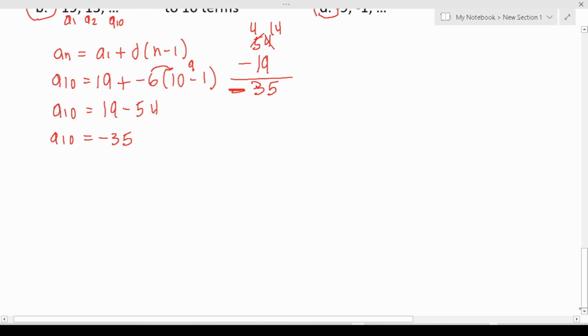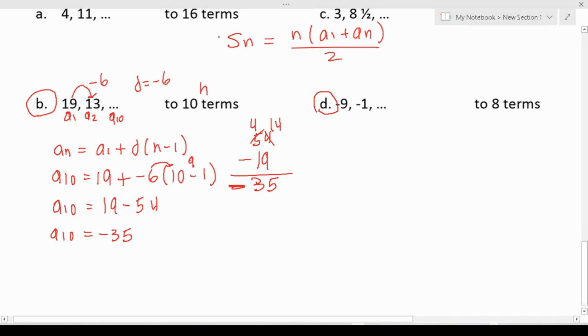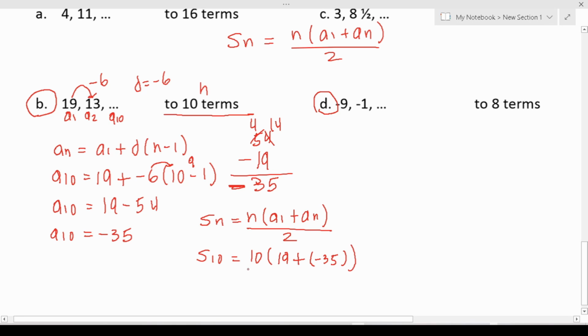All right, so with that done, we can go ahead and apply this formula now. Again, that's going to be S_n equals n times (a_1 plus a_n) all over 2. Again, in this case, we want to find S, the summation of the first 10 terms in this series. So that's going to be S_10 equals n. Again, that's 10. a_1 is 19. It's the first term in the series or sequence. Plus a_n, that's the final term in this series or sequence, and we found that to be negative 35. All over 2.